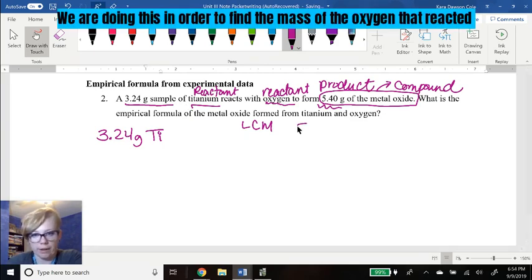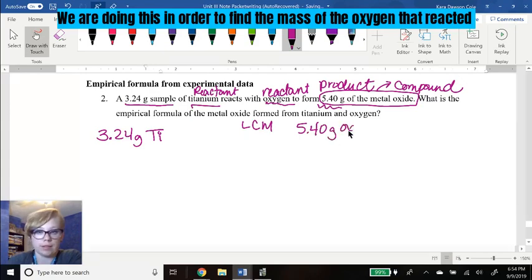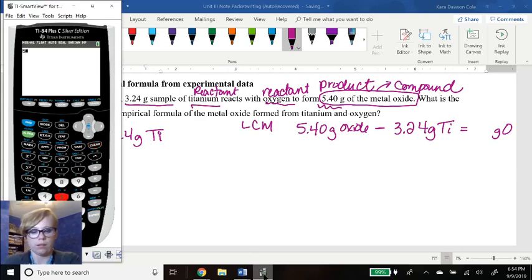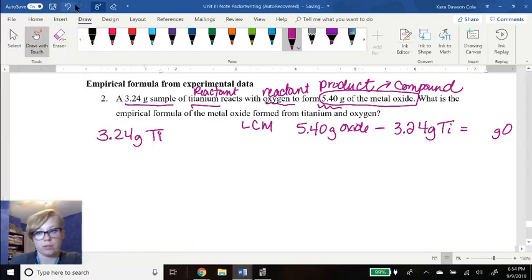So I have to take 5.40 grams of oxide subtracted from 3.24 grams of Ti. And that's going to give me my mass of oxygen in the compound. Okay, so I can calculate this out. I've got 5.40 minus 3.24, and that gives me 2.16 grams of oxygen. So I can write that down.